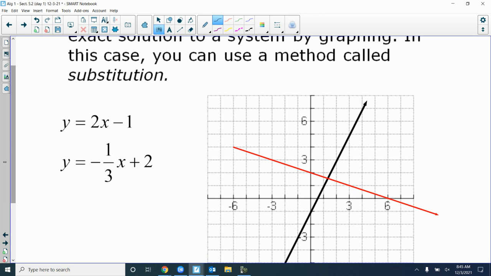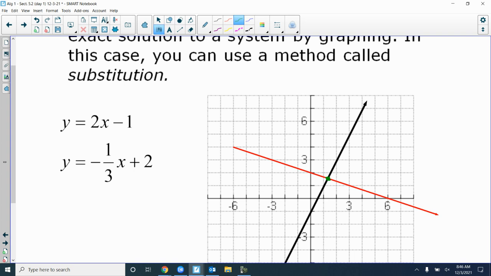If you take a look at this one, 2x minus 1 has a y-intercept of -1, up 2 over 1. That is the black line. The red line is -1/3 x plus 2. At positive 2, I go down 1 over 3. This is where they hit. They clearly hit. But is that it? Are those whole number points? No. You'd have to estimate.